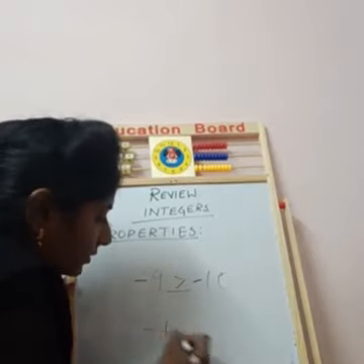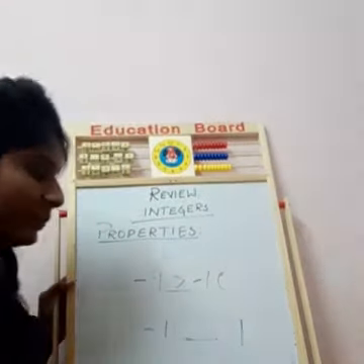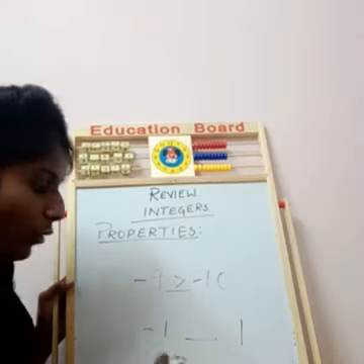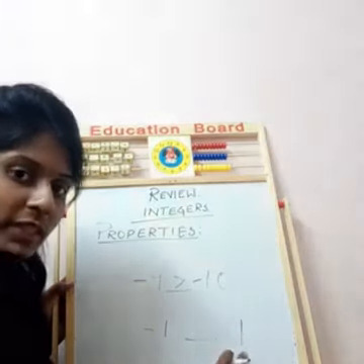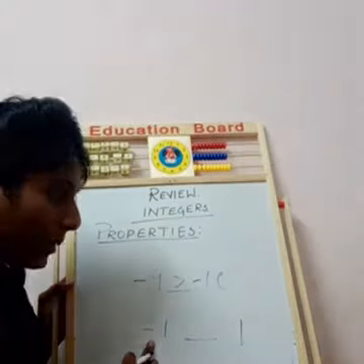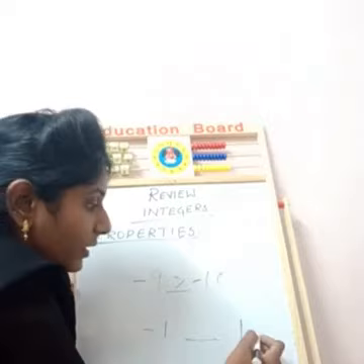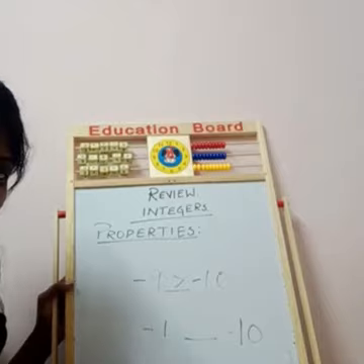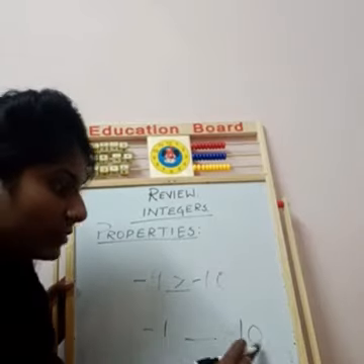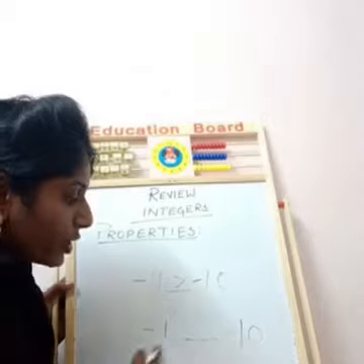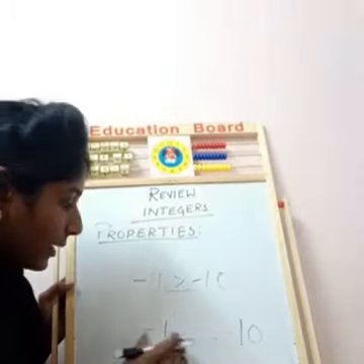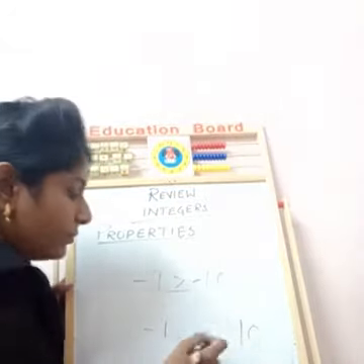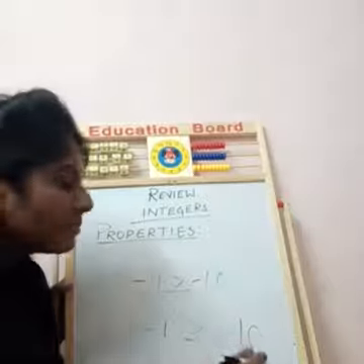Let us check with another example. Minus 1 and plus 1. Which one is bigger? Obviously, 1 is bigger because this is a negative number and this is a positive number. Now if this is minus 1 and this is minus 10, which one is bigger? Minus 1 is bigger than minus 10. So, minus 1 is greater than minus 10.